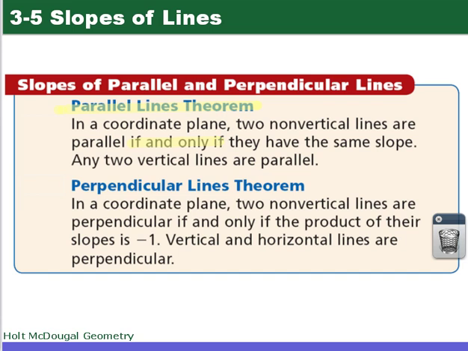Perpendicular lines theorem tells us in a coordinate plane, 2 non-vertical lines are perpendicular if and only if, again biconditional, the product of their slopes is -1. Vertical and horizontal lines are perpendicular. Again, you can't calculate slopes of vertical lines. The product of their slopes is -1. Basically, that means the slopes are opposite or negative reciprocals of each other.